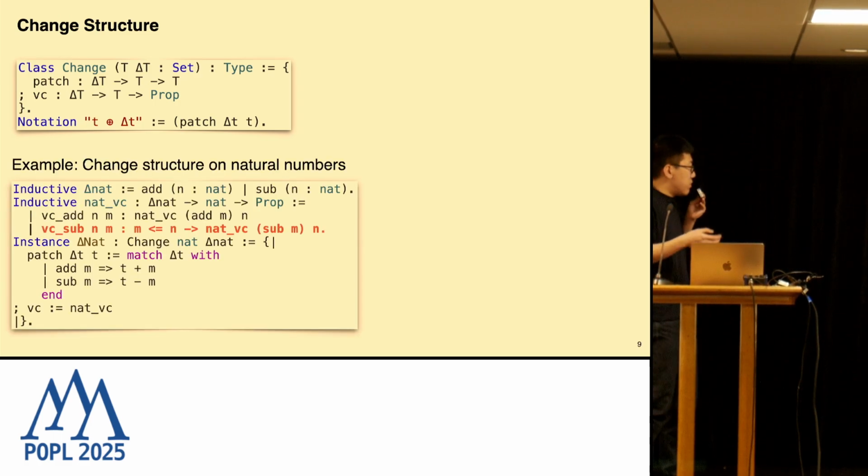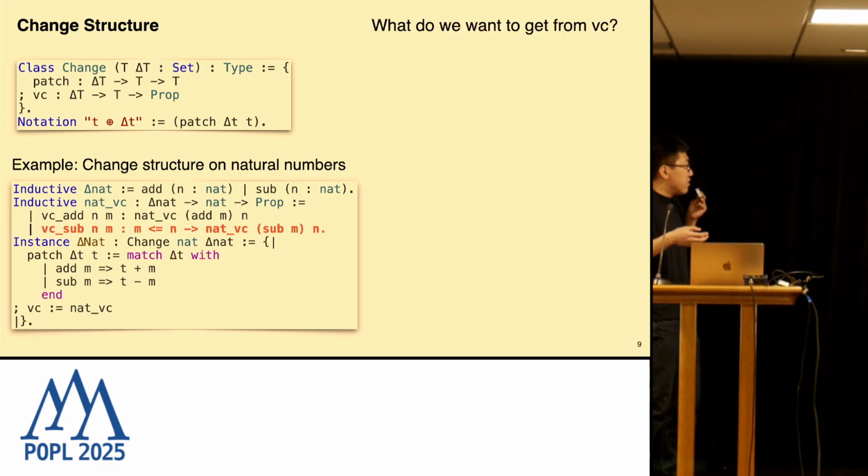And here is a small example of a change structure on natural numbers. We can first define the change type, which is either adding a natural number or subtracting a natural number. When we subtract a natural number, we should be careful because the subtracted number cannot be greater than the original one. So we can define the natural numbers change structure in this way.